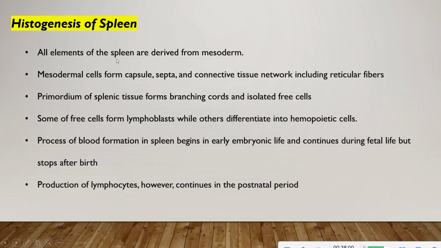So, the histogenesis of the spleen: all elements of the spleen are derived from mesoderm. Mesoderm cells form the capsule, septa and connective tissue network including reticular fibers. Primordium of splenic tissue forms branching cords and isolated free cells. Some of the free cells form lymphoblasts while others differentiate into hemopoietic cells. The process of blood formation in the spleen begins in early embryonic life and continues during fetal life, but it stops after birth. Production of lymphocytes, however, continues in the postnatal period.